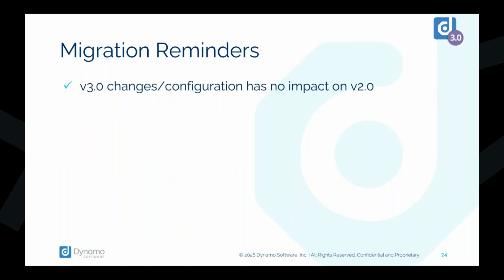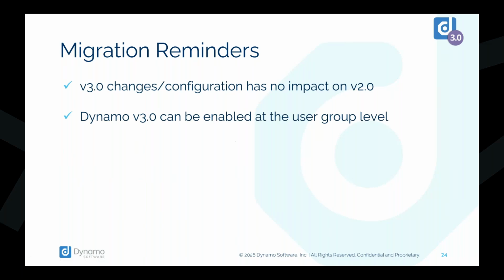So it's just one of those reasons to keep the project moving at a healthy pace to make sure that you're not losing configuration or making your team or our team do that work twice. Dynamo 3.0 can be enabled at the user group level. So you can bring over one user group and leave the rest, as I mentioned. Again, another way to make this a very gradual, slow process.